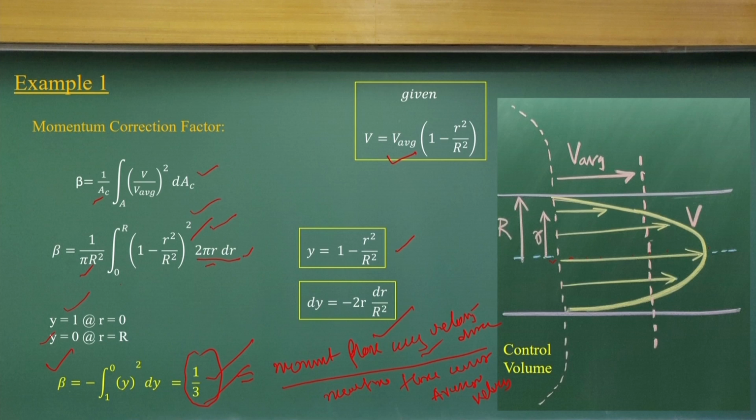So, you can see the importance of the momentum flux correction factors when the velocity distribution is not uniform. But in some cases, for example for turbulent flow, this value is close to 1.01 or 1.04. So in that case you may assume beta equal to 1, but in the case of laminar flow and others, the momentum flux correction factors are different. It depends upon what type of velocity distribution you have.